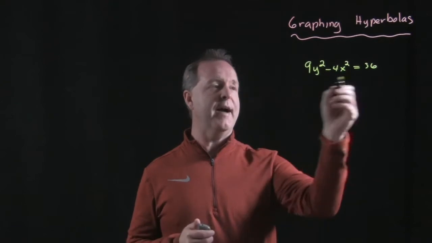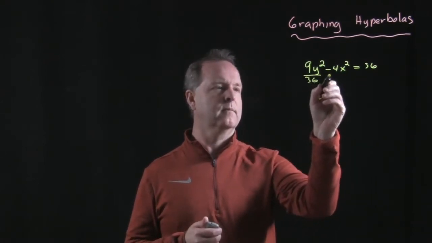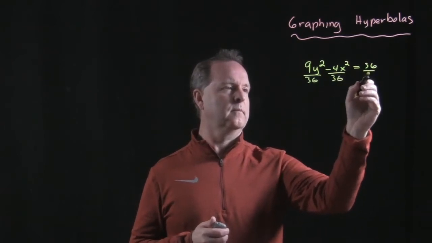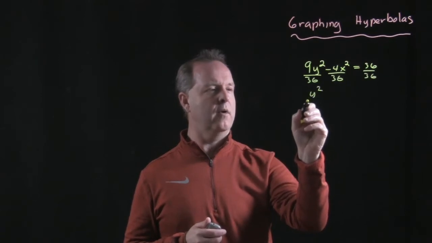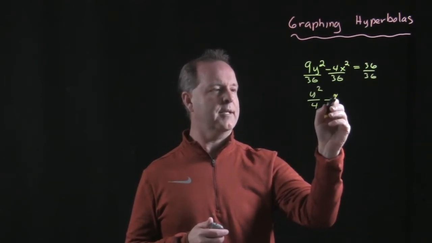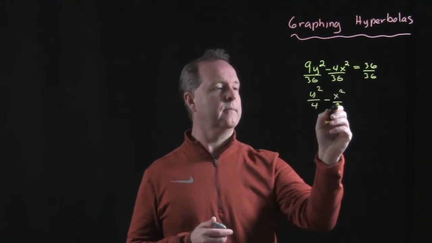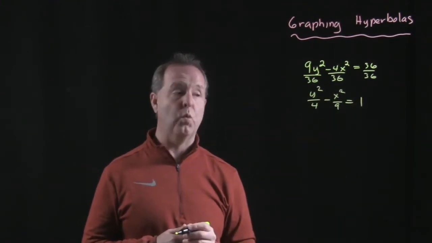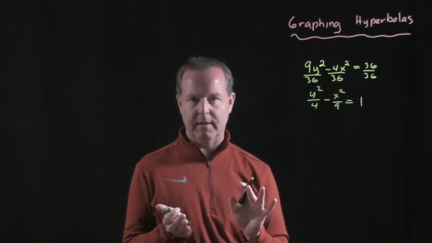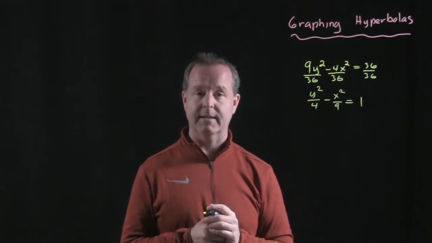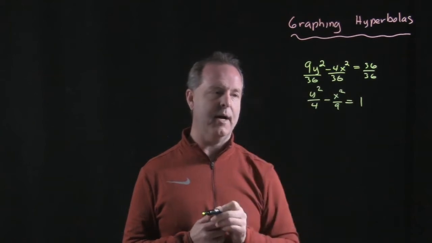which means we divide everything through by 36 because we want it to equal 1. And doing that, it becomes y squared over 4 minus x squared over 9 equals 1. All right, it's a hyperbola. Now, what type of hyperbola is it? Where's the transverse axis? Well, the transverse axis is along the y-axis because the y term is positive.